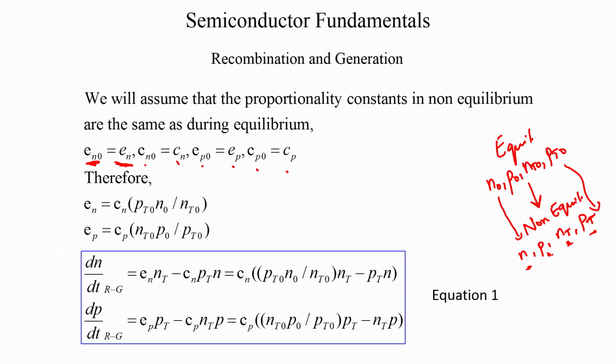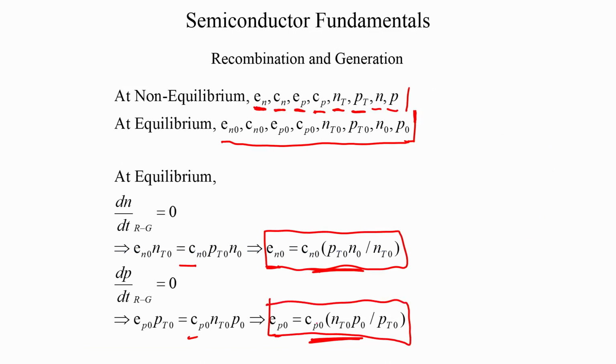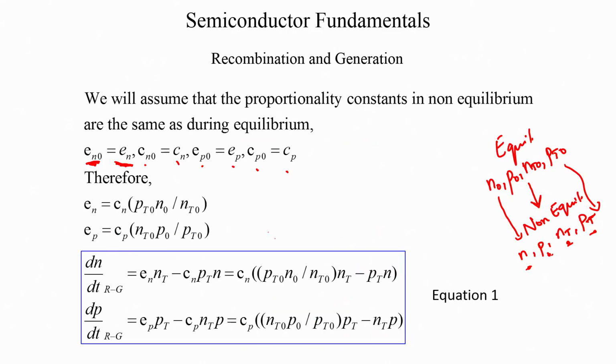Therefore, if you make that assumption, based on this relation between the emission rates and the capture rates, we can say that En can be written as Cn times this little parameter here, and Ep can be written as Cp times this parameter here. So essentially what we have done is say that En is equal to ENO and Cn is equal to CNO.